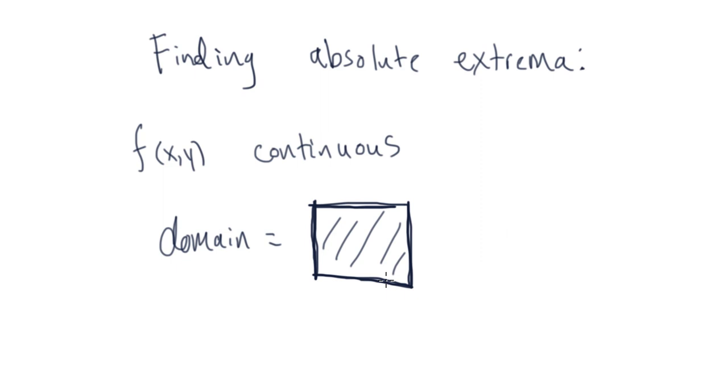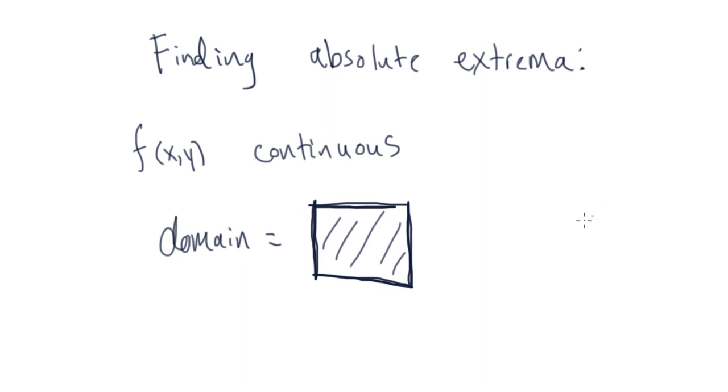Or it could be a triangle, or any shape as long as it's bounded. So it just sits right there in the plane, not going off to infinity, and it contains its boundary. Okay, so the strategy is that first of all, I know the absolute max and absolute min occur somewhere in this region.